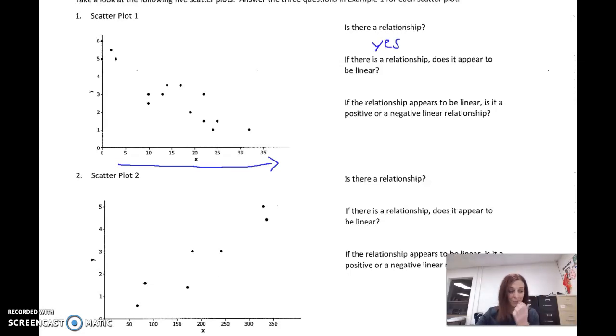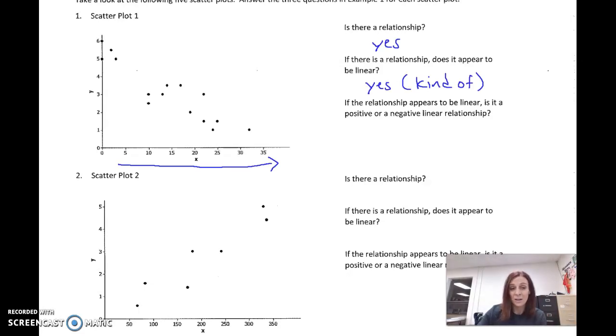Does it appear to be linear? I think so, because I can draw a line through here and it would go through the middle of the points. Not that that's always the best thing. We'll talk about that later. So I'm going to say yes, kind of. And in statistics, it's your job to figure out if there's a relationship or not. So if it appears to be linear, and I said yes, kind of, is it positive or negative?